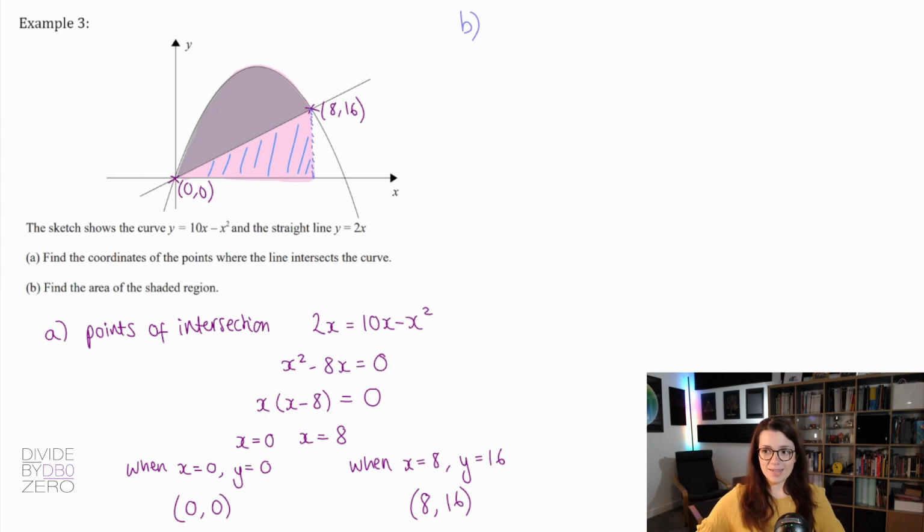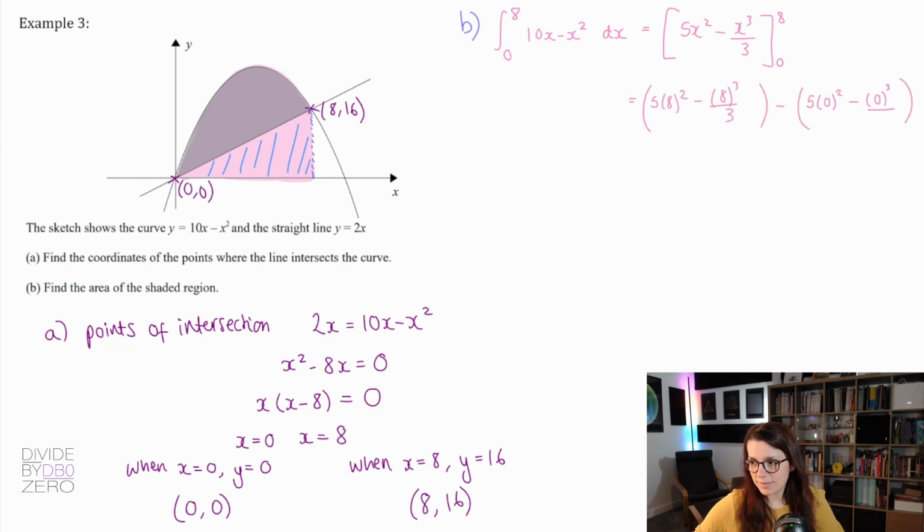So if we start with the integration to find the pink area, that's integrating between 0 and 8, the curve equation. So 10x minus x squared. When you integrate that, you get this. When you sub your limits in, you get this. That leaves us with 448 over 3, take away 0. So altogether 448 over 3 units squared for the pink part.